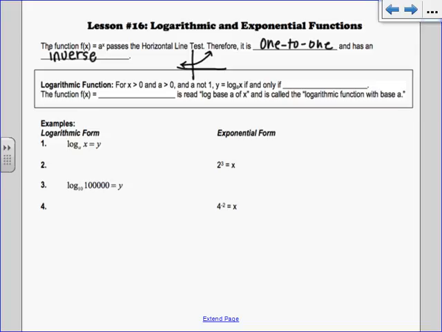So for the logarithm function, it says for x greater than 0 and a greater than 0, and a not equal to 1, y equals log base a of x if and only if a to the y is equal to x. The function log base a of x is read as the log base a of x, and it's called the logarithmic function with base a.